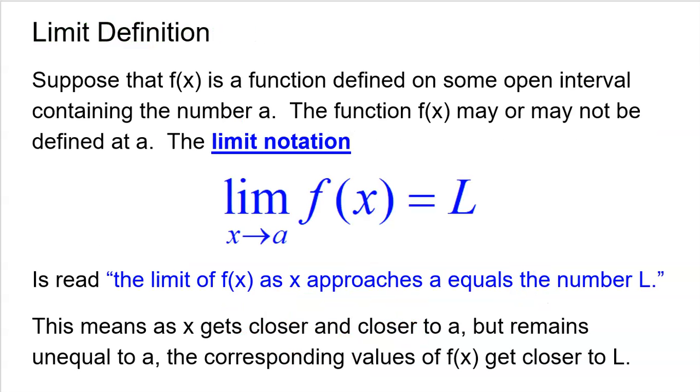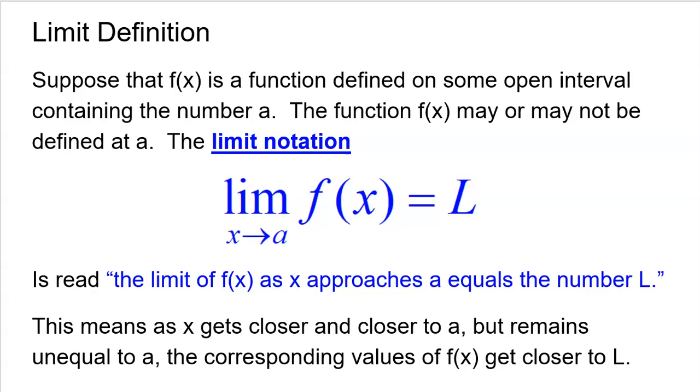So here is the actual definition of a limit. It says, suppose that f of x is a function defined on some open interval containing the number a. The function f of x may or may not be defined at a. That doesn't really matter. The idea is what's happening as we approach a. So again, this is our limit notation. LIM for limit. Underneath, we're announcing, hey, x is getting closer to a particular a value.